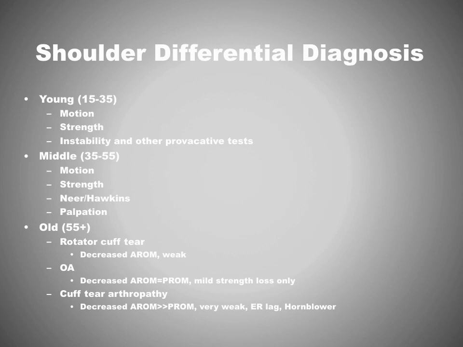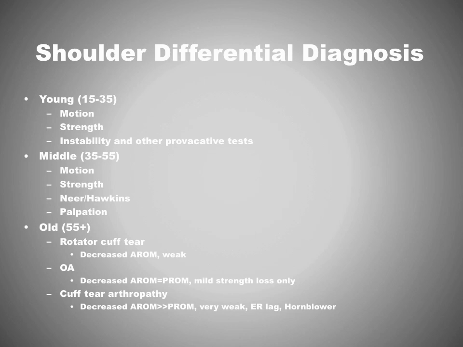Rotator cuff tears will show decreased active range of motion and weakness in the muscle that's torn. Osteoarthritic patients are actually stiff. They'll have decreased range of motion, and you can't really force them past that range of motion because their active range of motion equals their passive range of motion. They're really going to only have strength loss related to pain only.